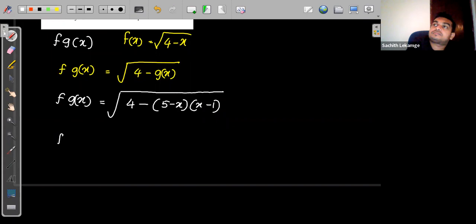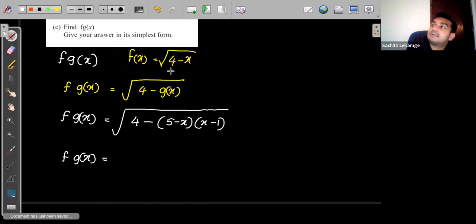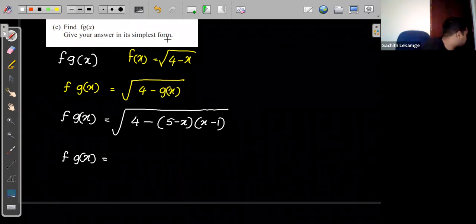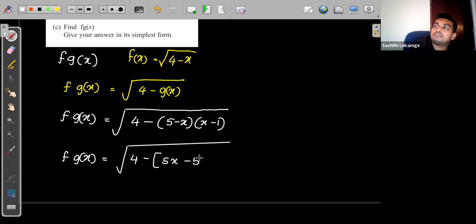Now what we need to do? Here we are asking for its simplest form. What can we do? I'm expanding g(x): 5 times x, 5 minus 1, minus 5, minus x into x, minus x squared, minus x into minus 1, plus x.